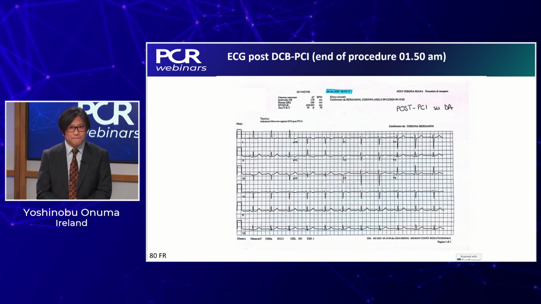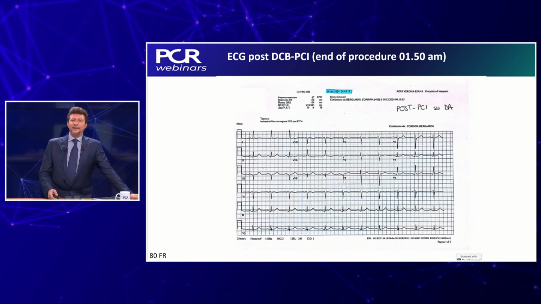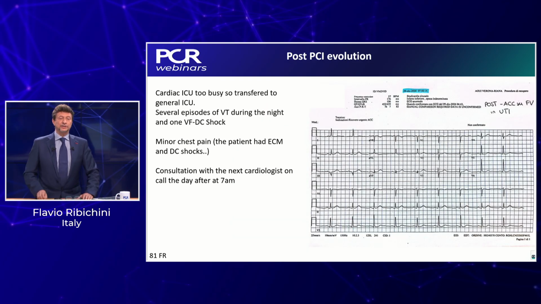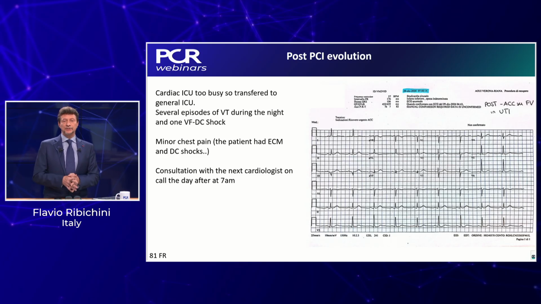Okay. Yeah. This is exactly what my colleague did. That night it was very busy in the intensive care unit in the cardiology division, so the patient was sent, and this is very unusual but sometimes happens, to the general intensive care, where the patient had some chest pain. Remember that he has been defibrillated, he had chest compression, but he also had some VT and 1 VF, so he got a DC shock.